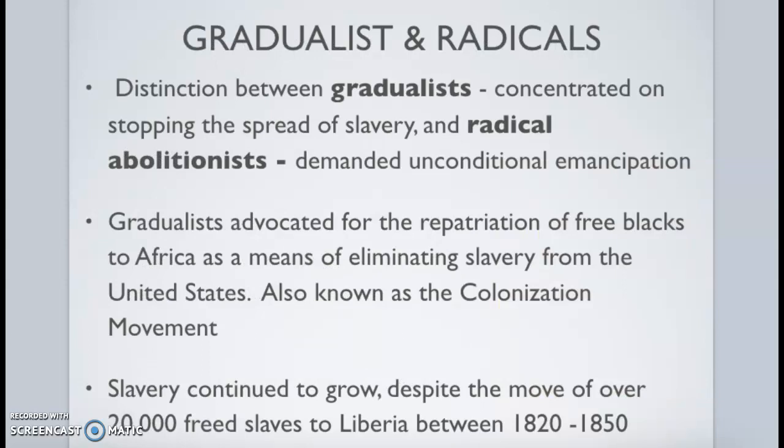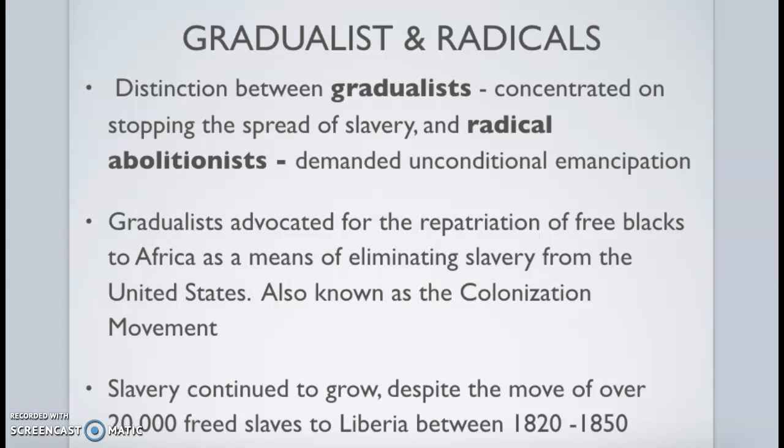Typically, when we talk about the abolitionist movement, we're looking at two perspectives on how folks were thinking about doing this work of freeing the slaves. On one hand, there was a distinction between what we call the gradualist and the radical abolitionists. The gradualists were thinking about stopping the spread of slavery in a more gradual way, for lack of a better word. They weren't looking to eradicate slavery immediately, unlike the radical abolitionists who demanded unconditional emancipation at that moment.